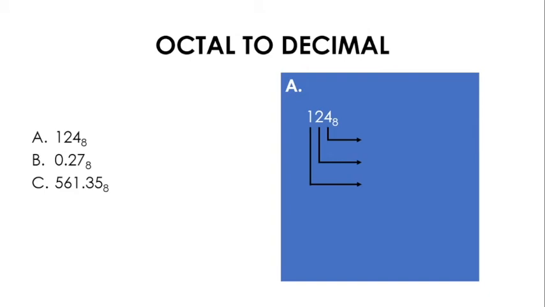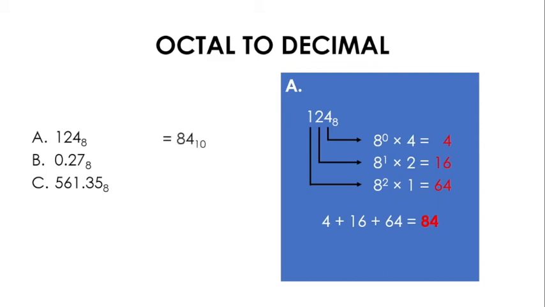So for the first example, 124 octal, we will start with the ones digit, which is 4. We will multiply it by 8 raised to 0. The answer will be 4. For the next digit, which is 2, we will multiply it by 8 raised to 1. That will be 16. And for the last digit, we will multiply it by 8 raised to 2, and the answer will be 64. So we will add the products and we will have a sum of 84. The decimal equivalent of 124 octal is 84.